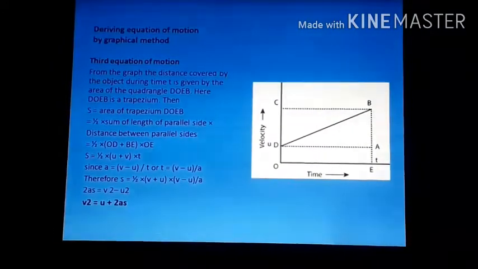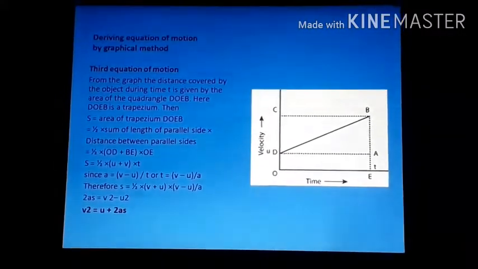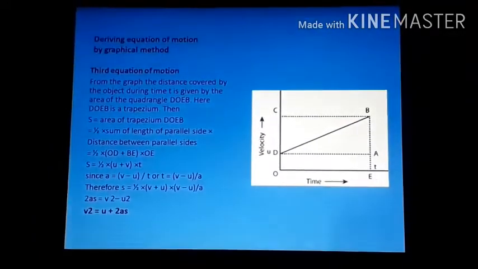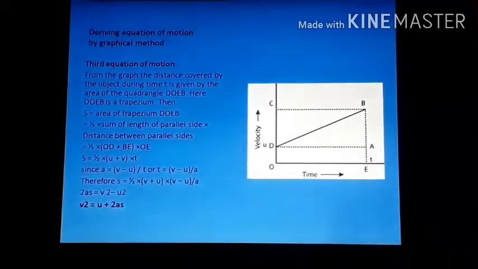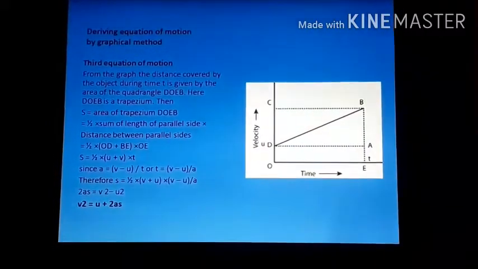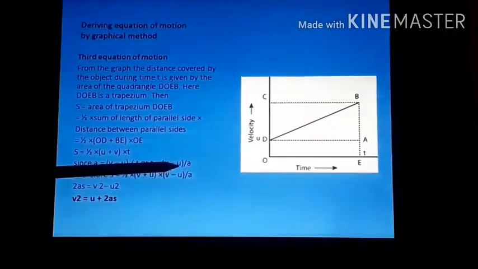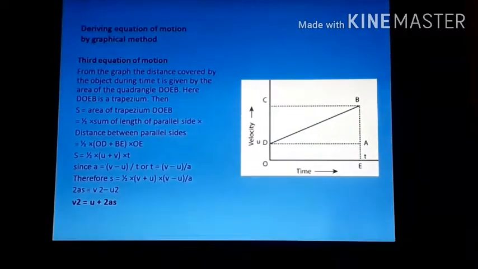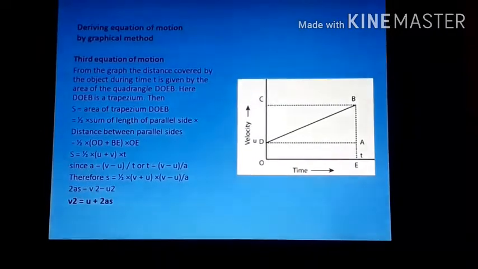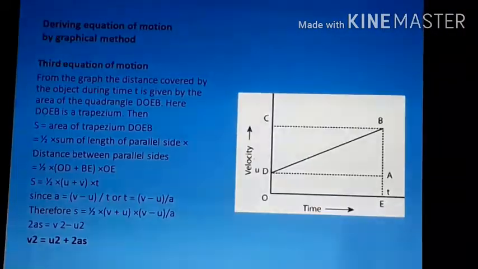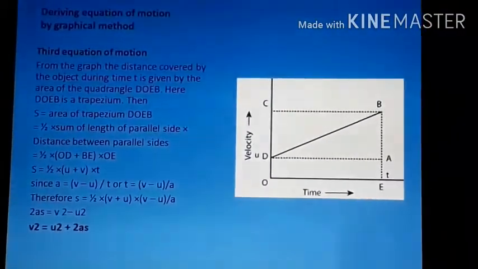And we know that a is equal to (v minus u) by t, or t is equal to (v minus u) by a. Now therefore s is equal to half into (v plus u) into (v minus u) by a. That is, for t we are substituting the value (v minus u) by a. So after calculation, we get 2as is equal to v square minus u square. So the third equation of motion is v square is equal to u square + 2as.